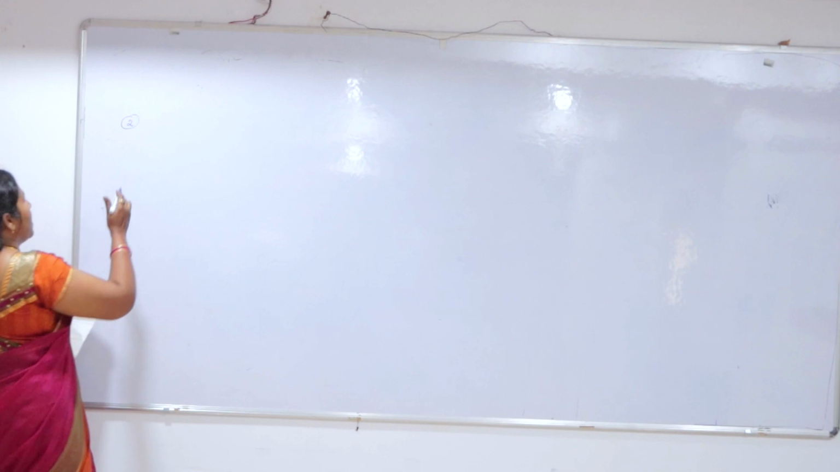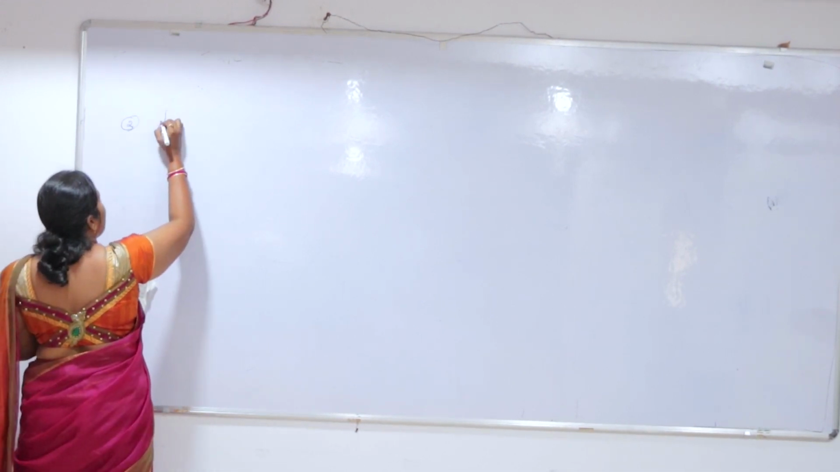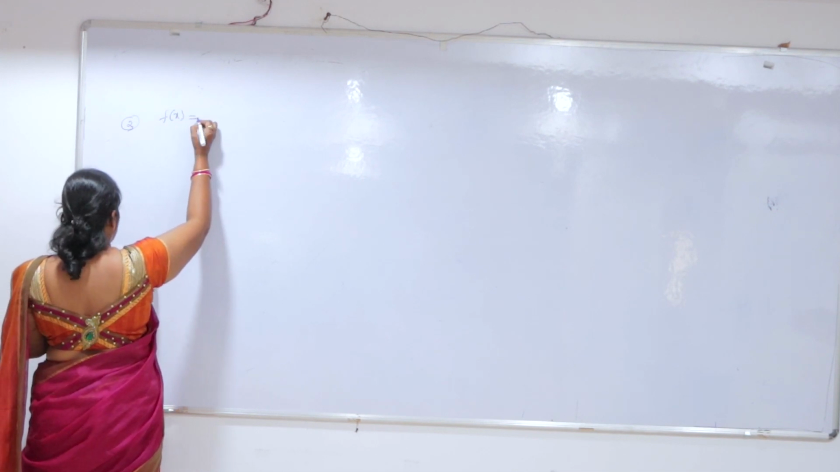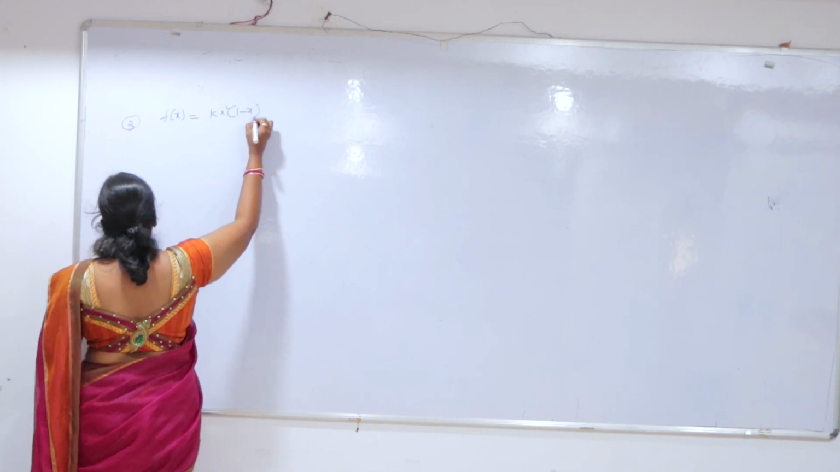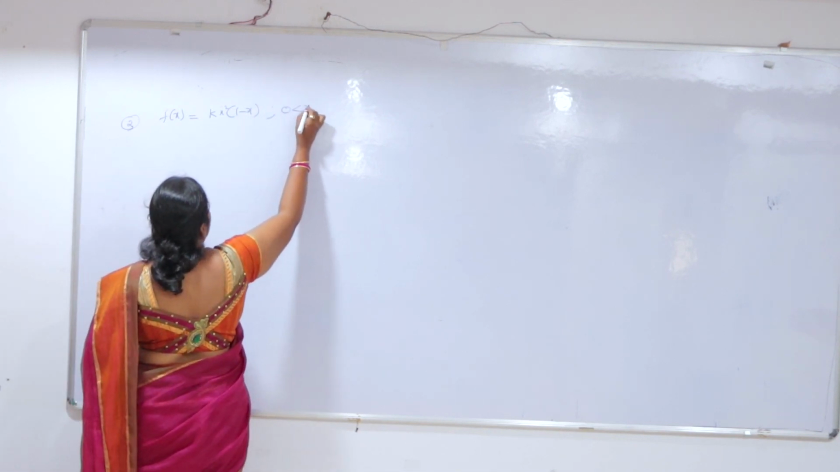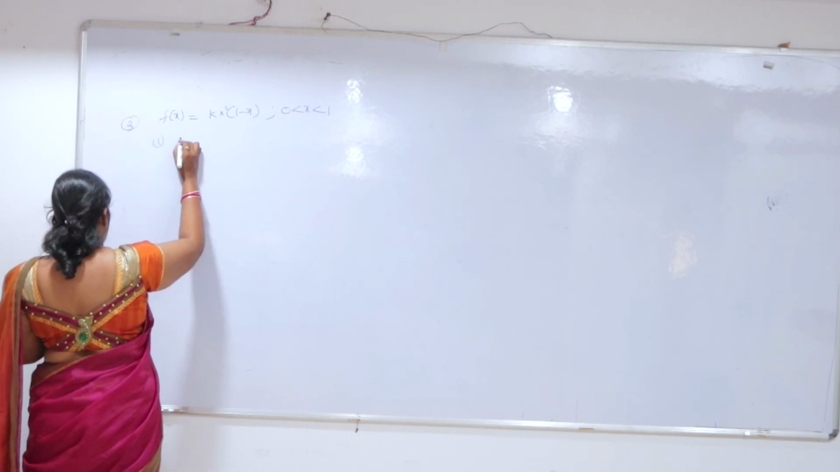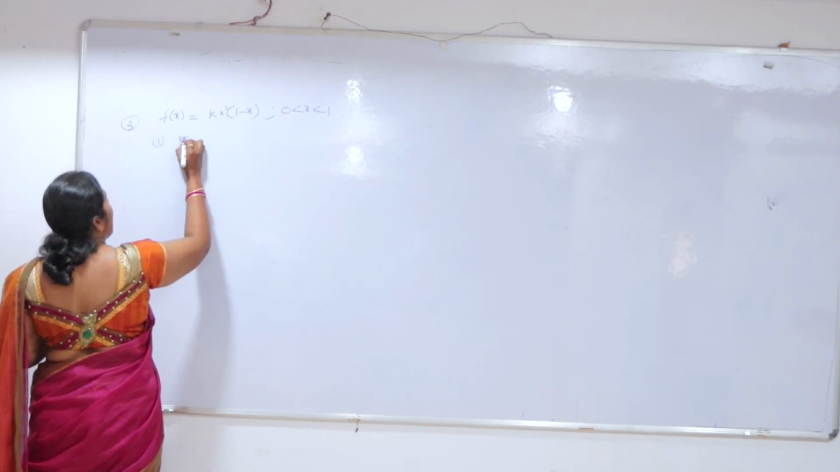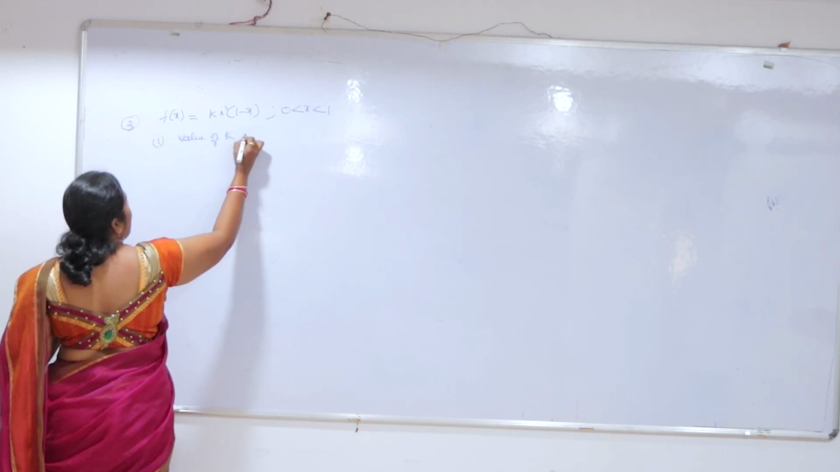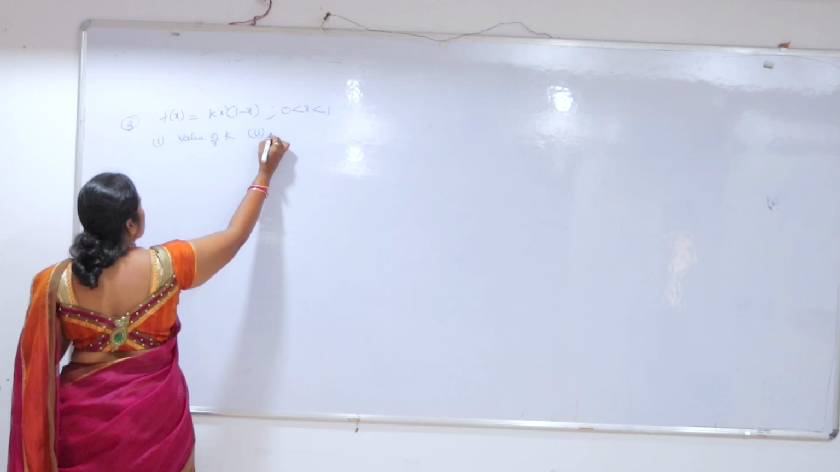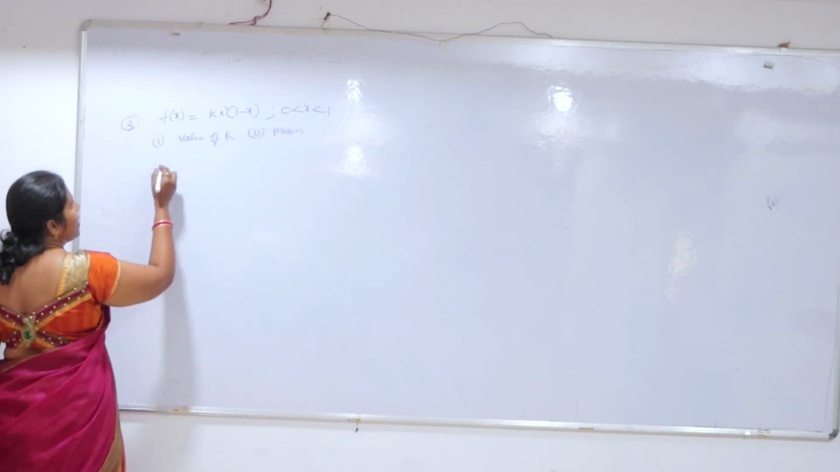Solve the third problem, which is a continuous case problem. Given that the probability density function is kx square into 1 minus x, and x takes values between 0 to 1. He's asking to find the value of k, and the second bit is he's asking to calculate the mean. So let's solve this problem. So first we'll find k.